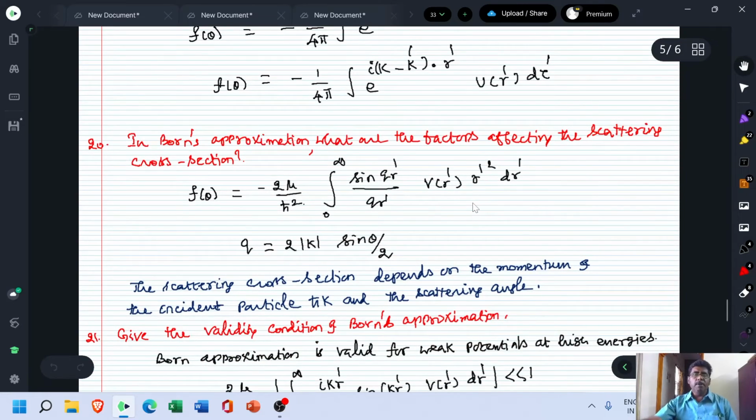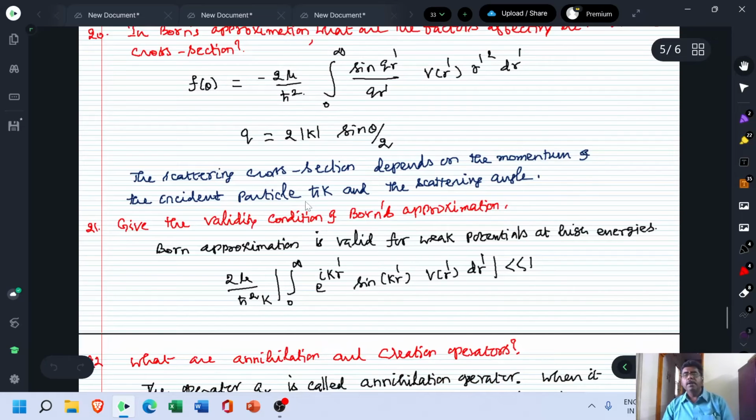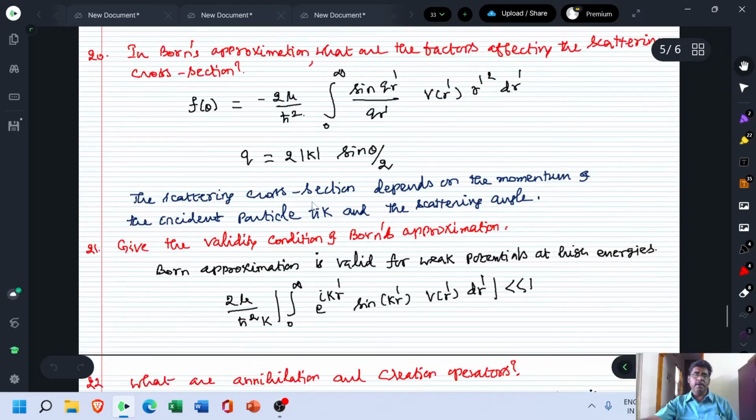In Born's approximation, what are the factors affecting the scattering cross section? This is the value of f of theta. Then differential scattering cross section is absolute square of f of theta. Here the value of q is 2 into modulus of k sin theta by 2. The scattering cross section depends on the momentum of the incident particle h cross k and the scattering angle, because q is a function of k and theta.